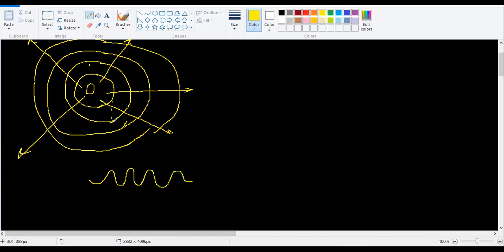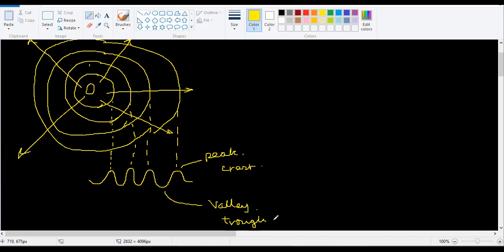So what this means is the lines, the ripples, basically represent your peaks. Okay, so the empty space, the gap between the two ripples, is your valley. Peaks and valleys are crests and troughs. Take it down. This is your peak. This is your valley. Or another name, you can call it crest and trough. Both are the same. Only thing is, you are seeing this from the top view and this is from the side view.